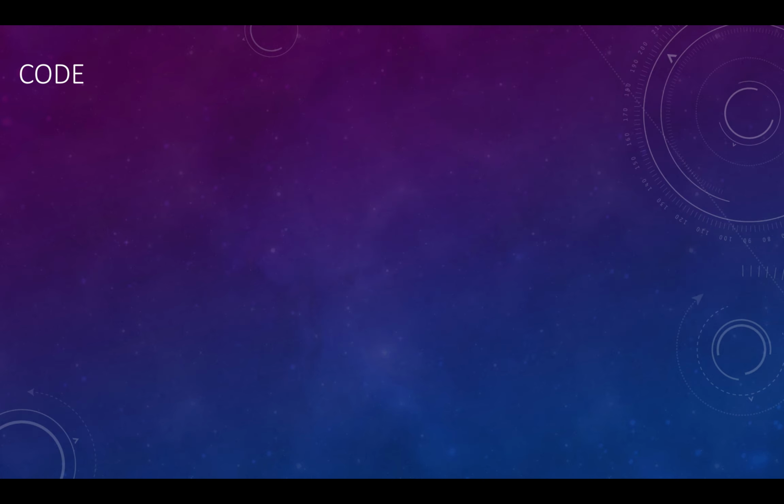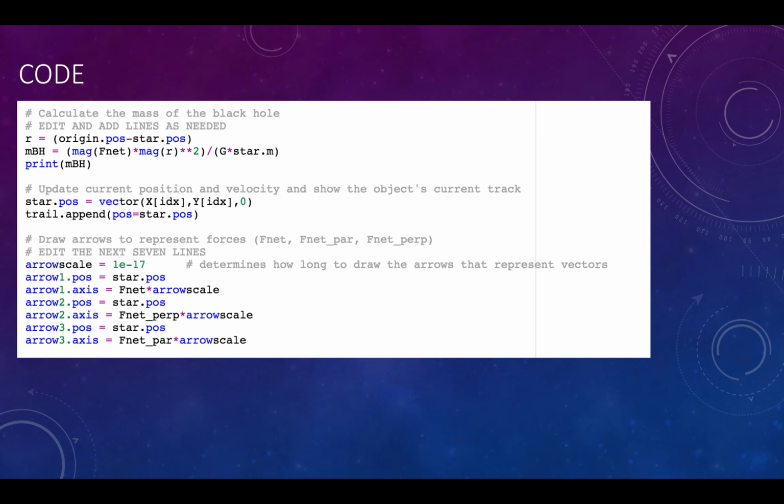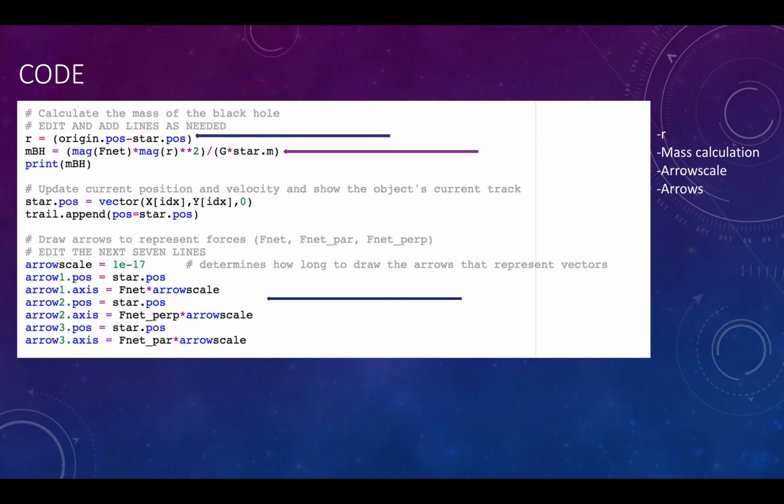In order to use the universal law of gravitation, we need to distinguish the vector r pointing from the origin, aka the black hole, to the position of the star. I then set MBH, the mass of the black hole, equal to the universal law of gravitation with m2 on one side of the equation, like we did earlier to solve for the black hole's mass. Finally, I added arrows in an arrow scale to show the direction and magnitude, scaled with a very small number of 1 times 10 to the negative 17, of net force and its parallel and perpendicular components throughout the trajectory.